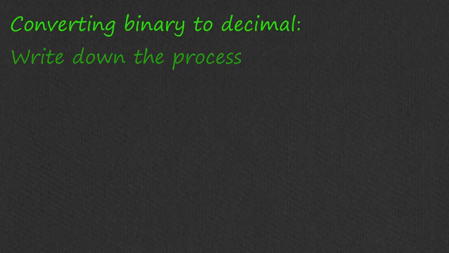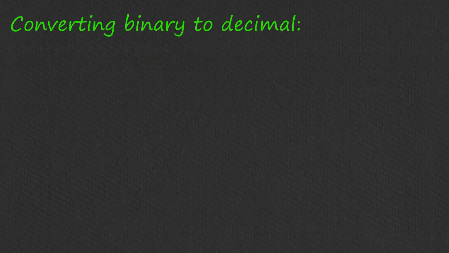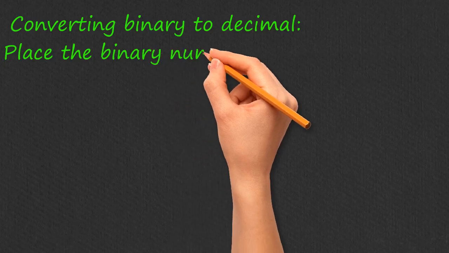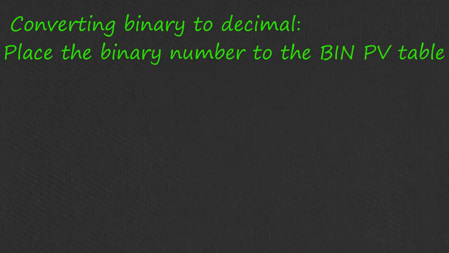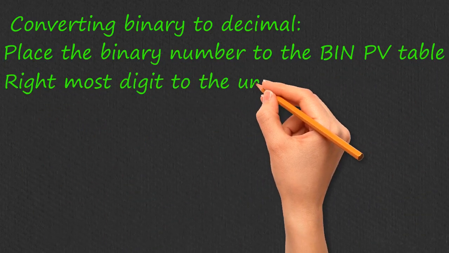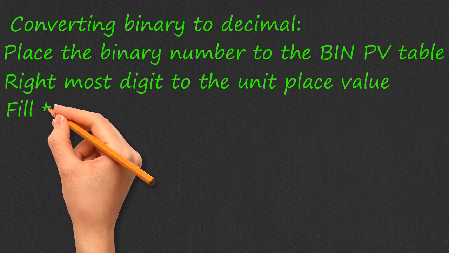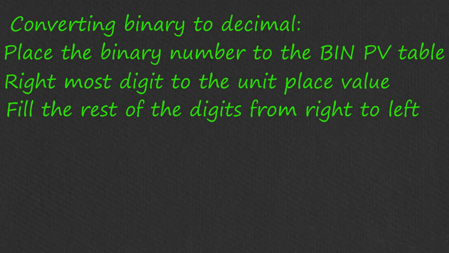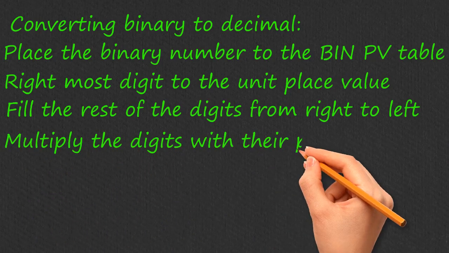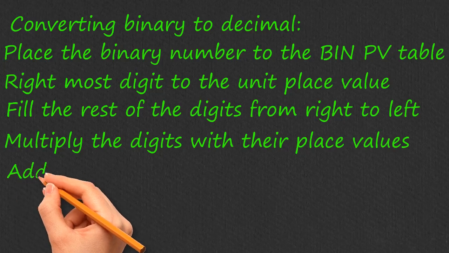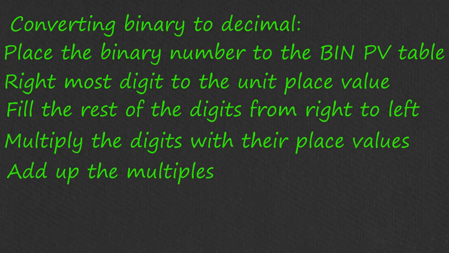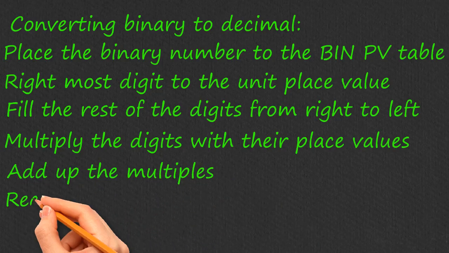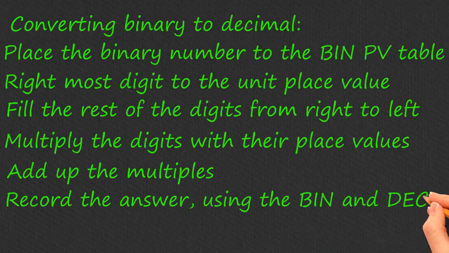Here is one way of writing down the process of converting a binary number to a decimal number using the place value table. Place the binary number into the binary place value table, starting with the rightmost digit in the unit place value and filling in the table with the rest of the binary number from right to left, in a kind of backwards way. Then multiply the binary digits with their place values, and finally add these multiples up to get the decimal equivalent. In the last step, we record the answer using the binary and decimal notation in the bottom right-hand corner of the numbers.